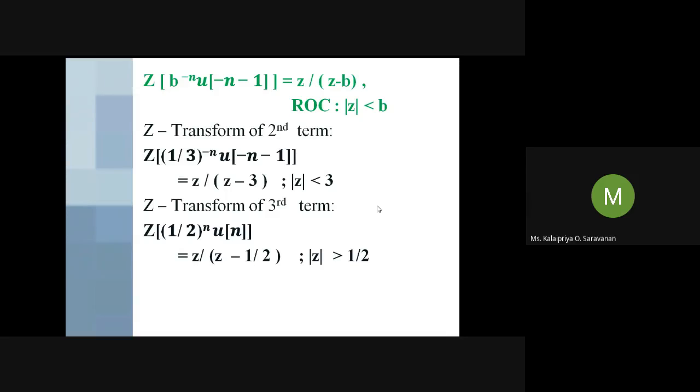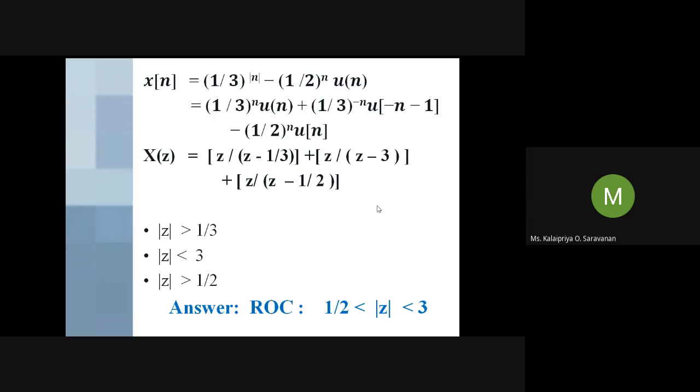So consolidating all the three ROCs, one ROC we have arrived at is Z greater than 1 by 3. The other ROC we have got is Z less than 3. The other one is Z greater than 1 by 2. Now if you can see here, it is actually given as 1 by 2 less than modulus of Z less than 3. So Z less than 3 they have applied here.